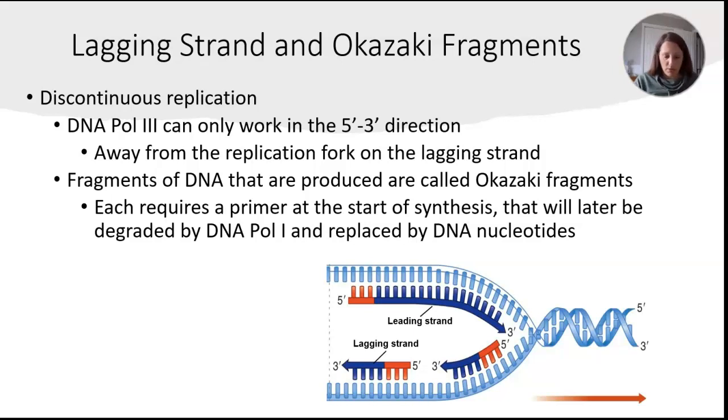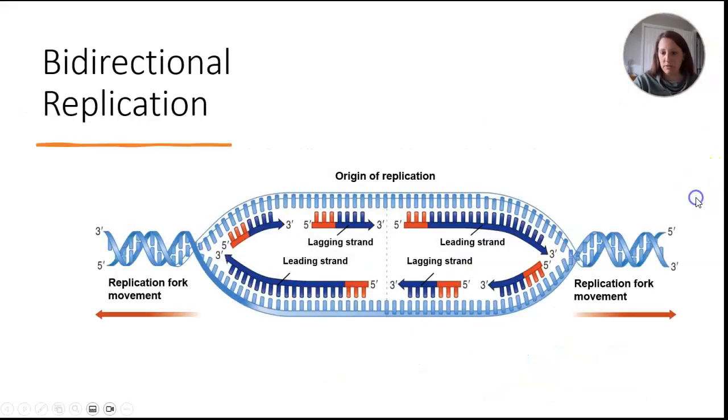Okay, so let's show you this in total. If this is my replication bubble, right here, this whole opening, the origin of replication is right here, and replication is occurring in this direction into this replication fork. It's also occurring in this direction into this replication fork. This is called bidirectional replication. It really speeds up the process. So if I have a circular piece of DNA and I start at the top, by the time I get to the bottom, I'm done.